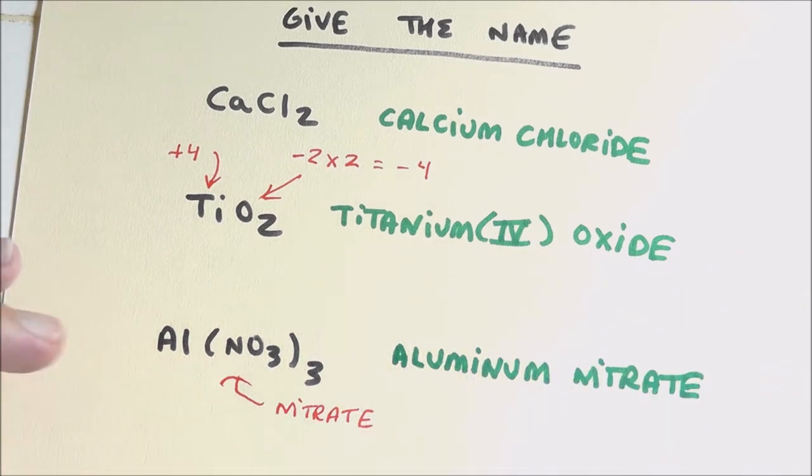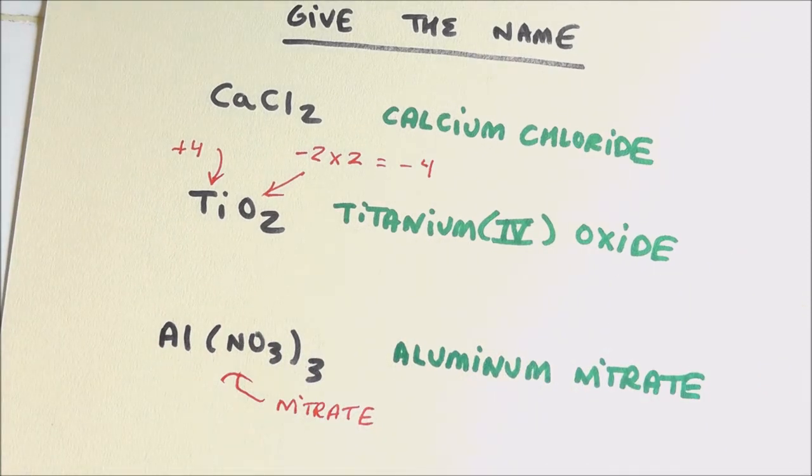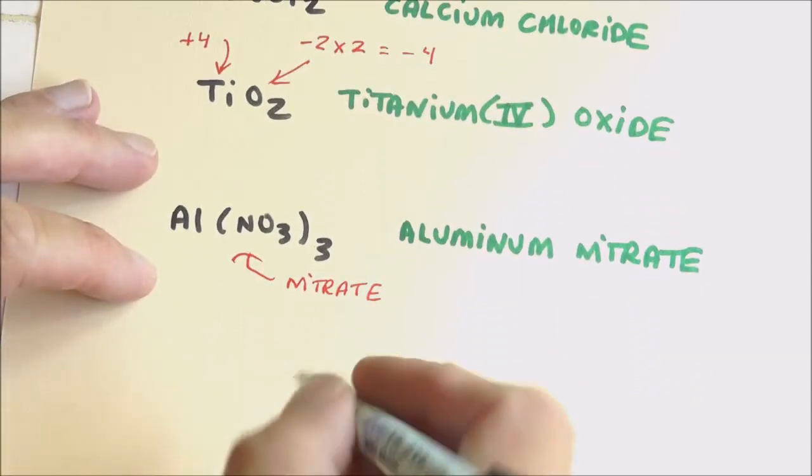Once again, I don't have to say trinitrate. It's wrong to say trinitrate because the first tenet of naming is that you make the name as short as possible. And so that is aluminum nitrate. Fair enough?